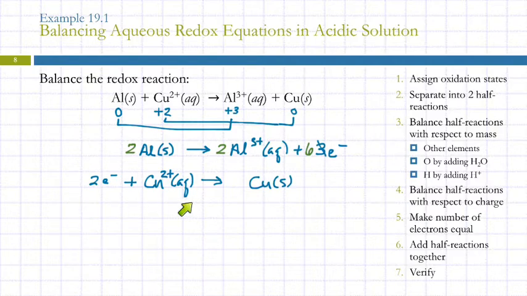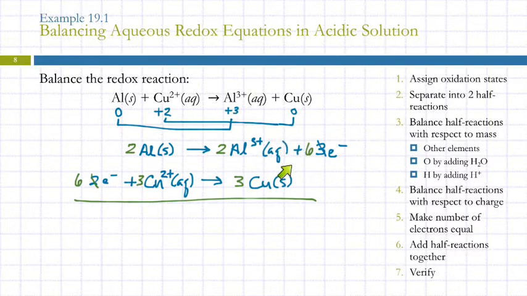What should I multiply the second equation by? To get 6 electrons. 3. It's not that I'm trying to get 6 on each side, it's that I'm trying to get the same number on each side. 6 is the lowest common multiple of 3 and 2, if you speak math. Actually, it is even if you don't speak math, but okay. Now we can add these two equations together.